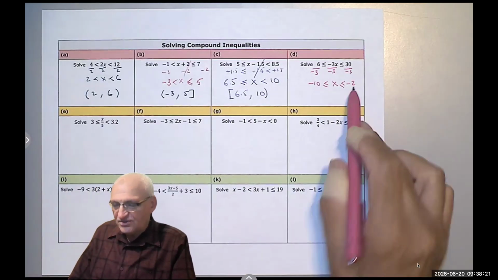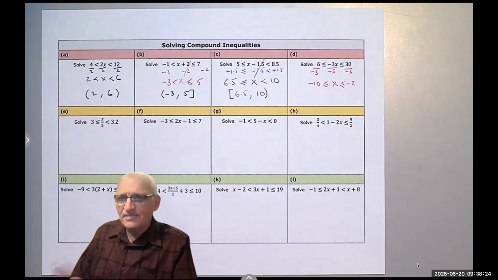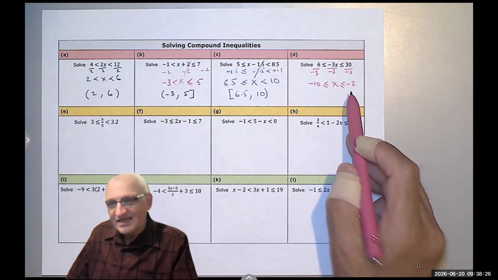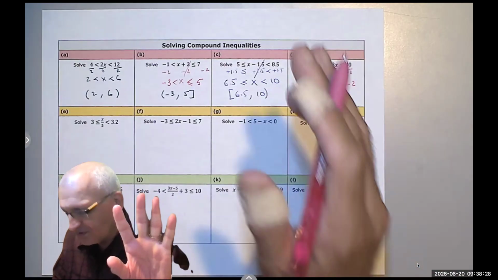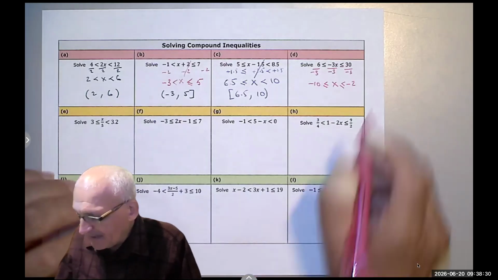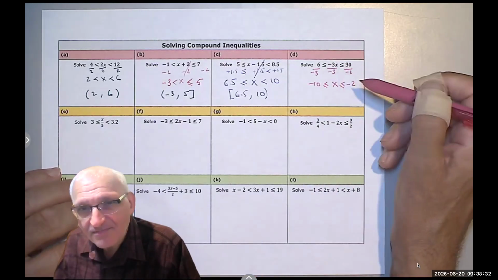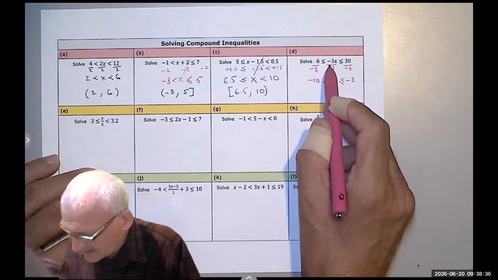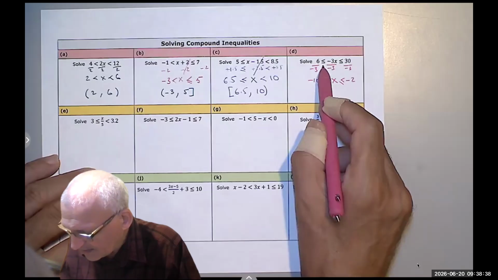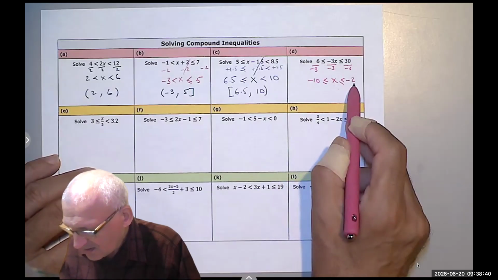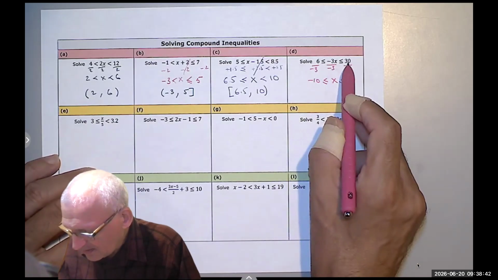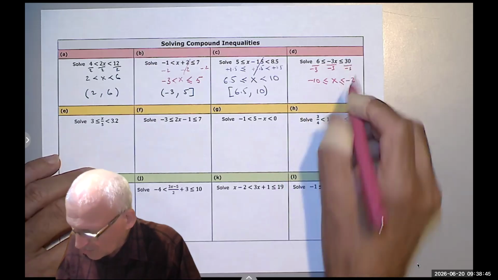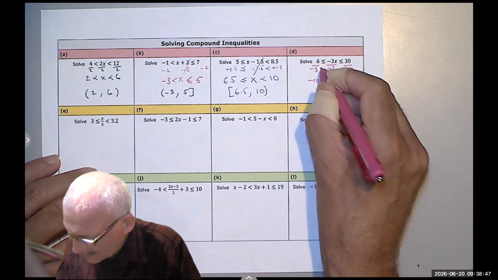Notice that negative 2 is greater than negative 10. So it doesn't make sense to say x is greater than, unless you have two pieces. We'll look into that later. But when I divide by a negative number, I have to change the direction. This x is greater than or equal, it becomes x less than or equal. So this goes here and that goes there.